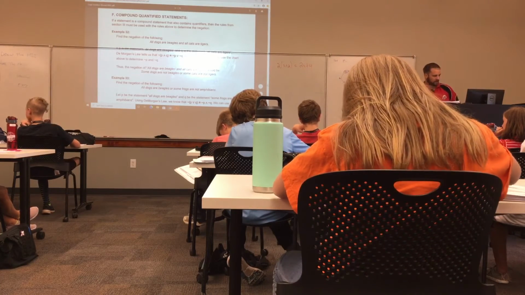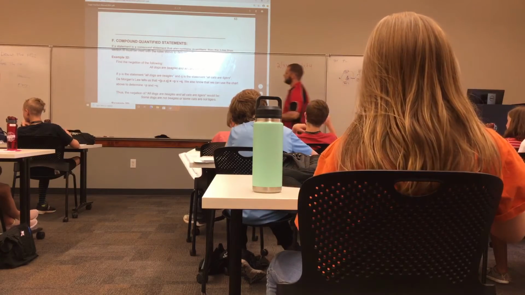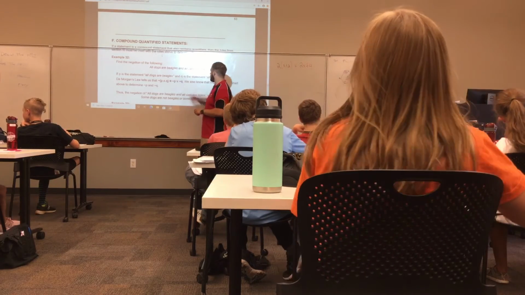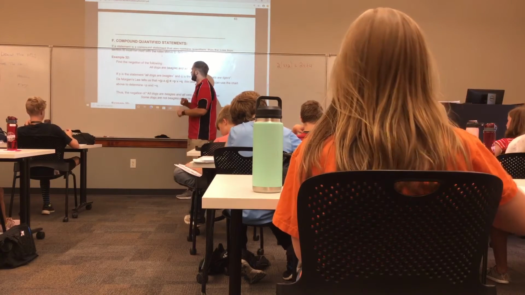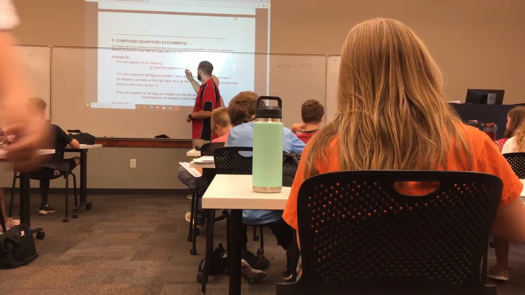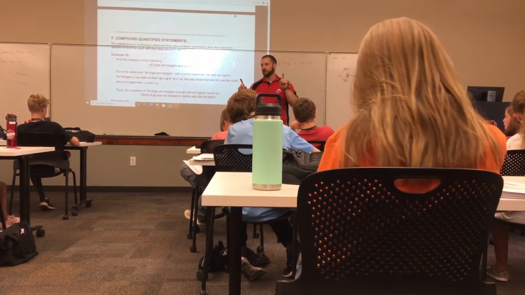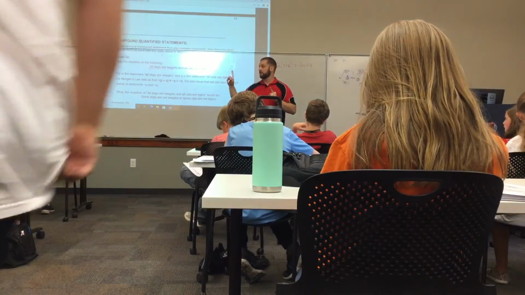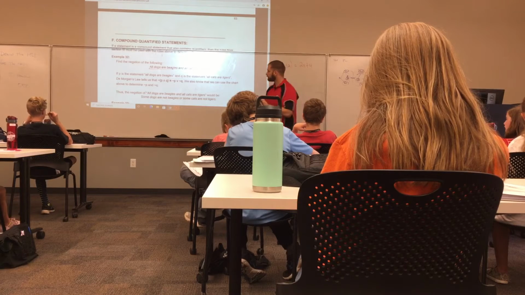So, we have to find the negation of the following: all dogs are beagles and all cats are tigers. This is a compound quantified statement. There's quantified statement number 1 and quantified statement number 2. So we're putting two quantified statements together, whereas before we were just working with one quantified statement.